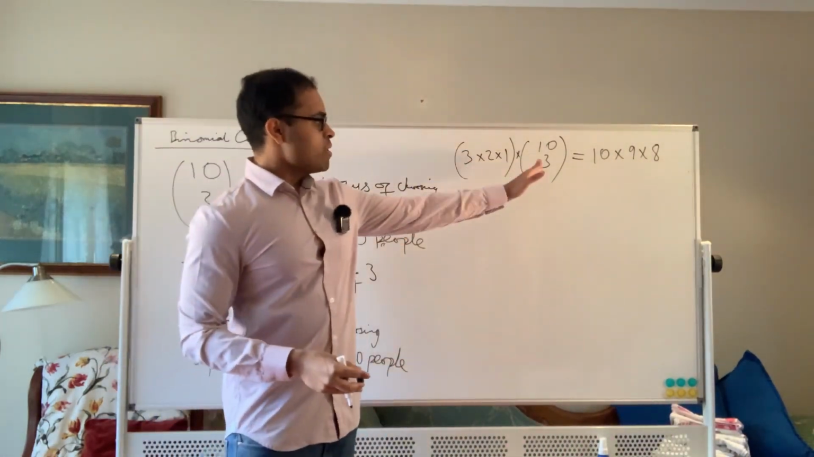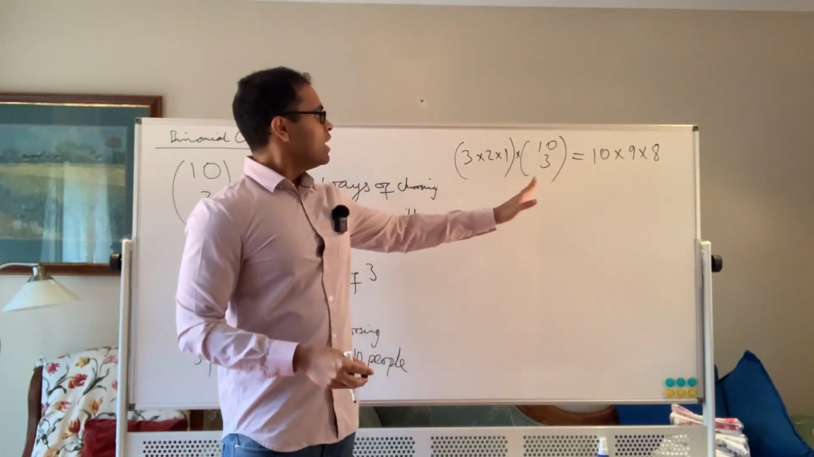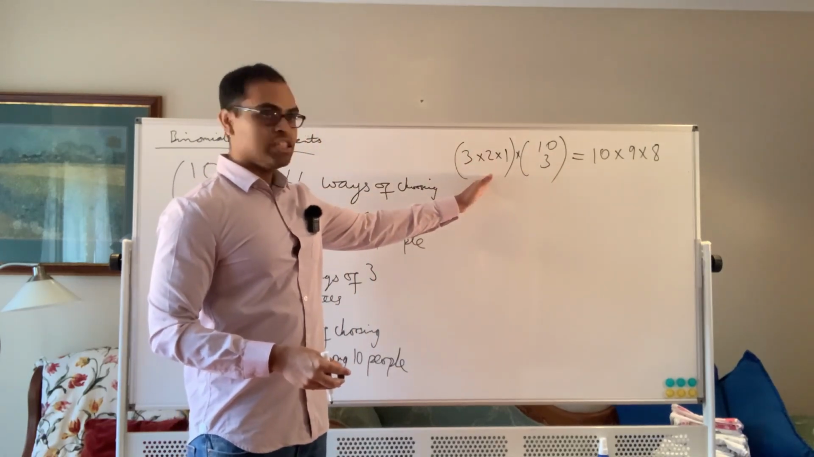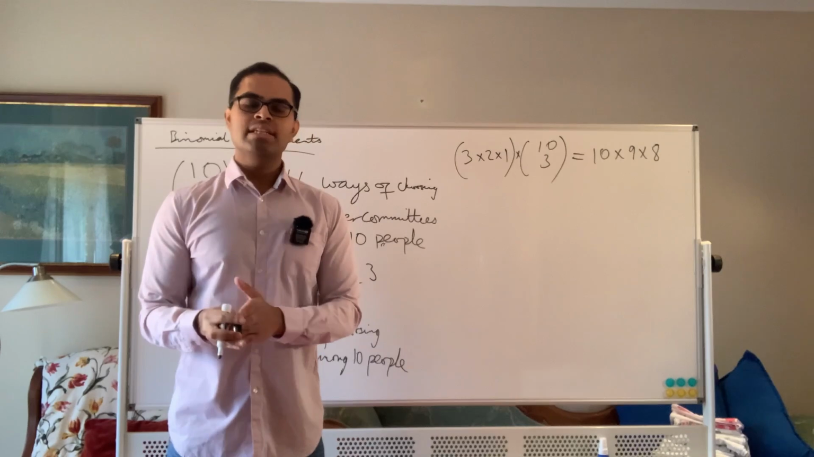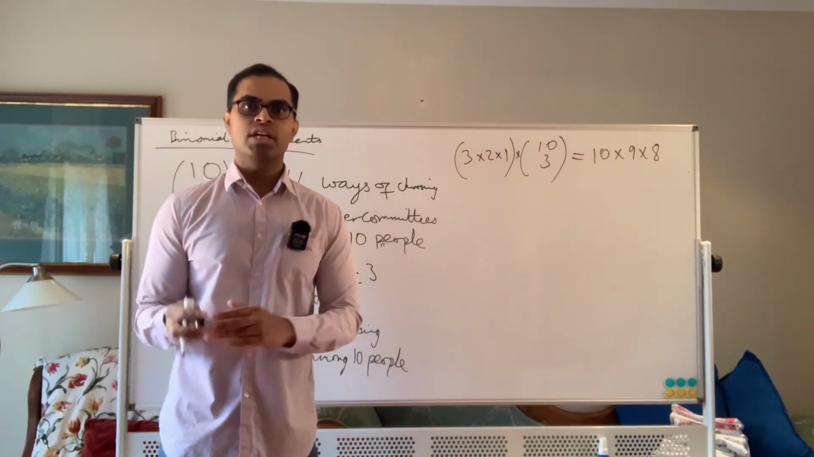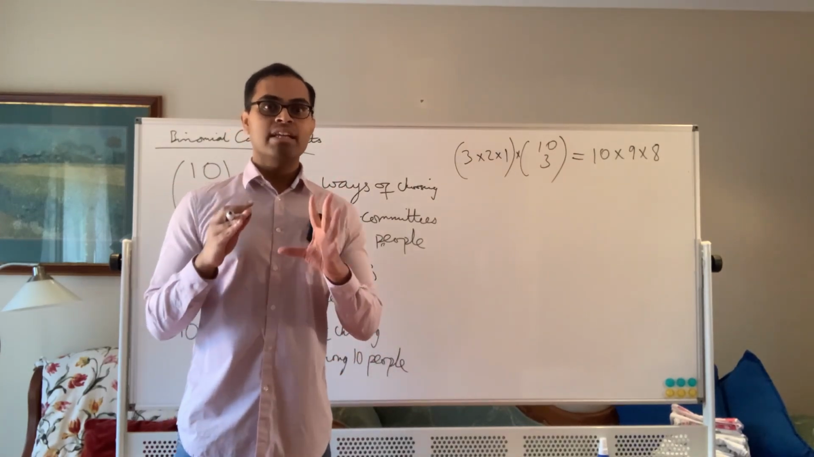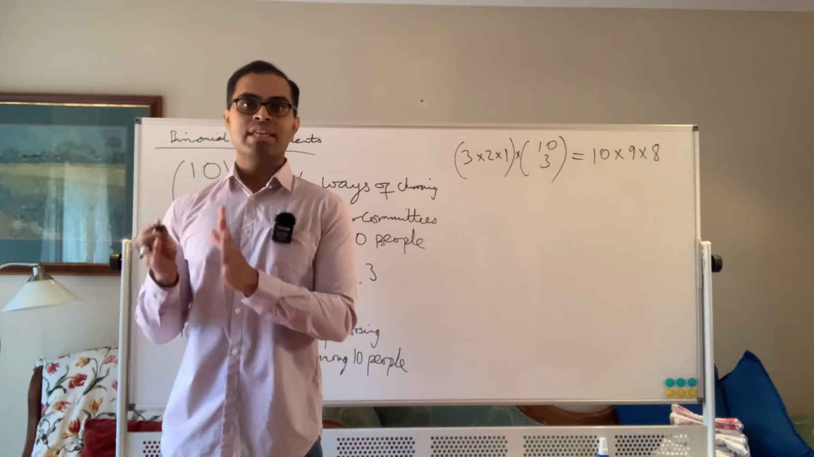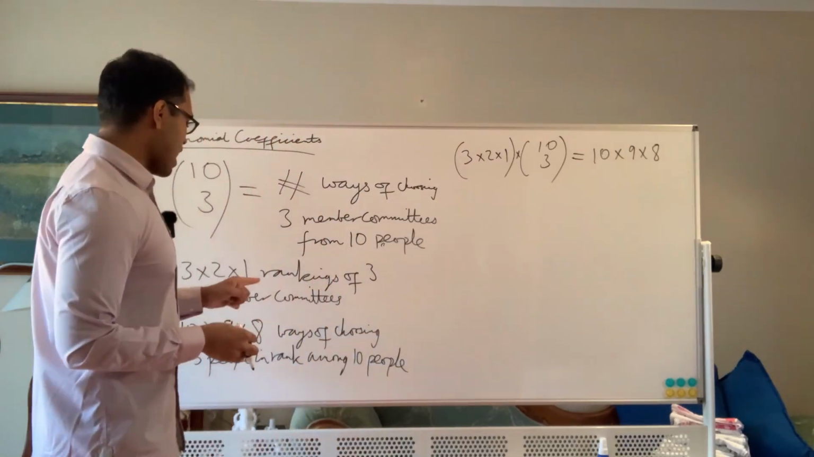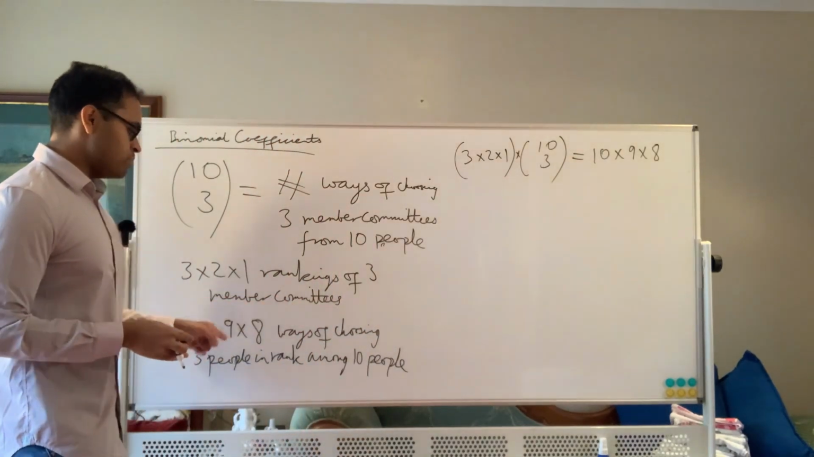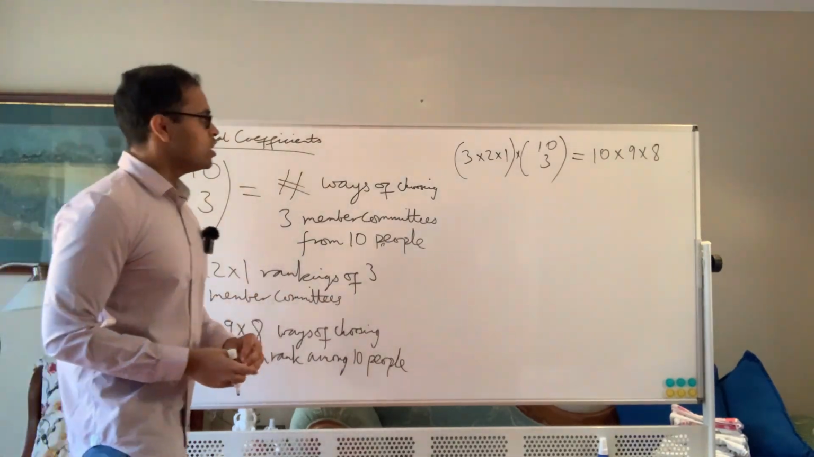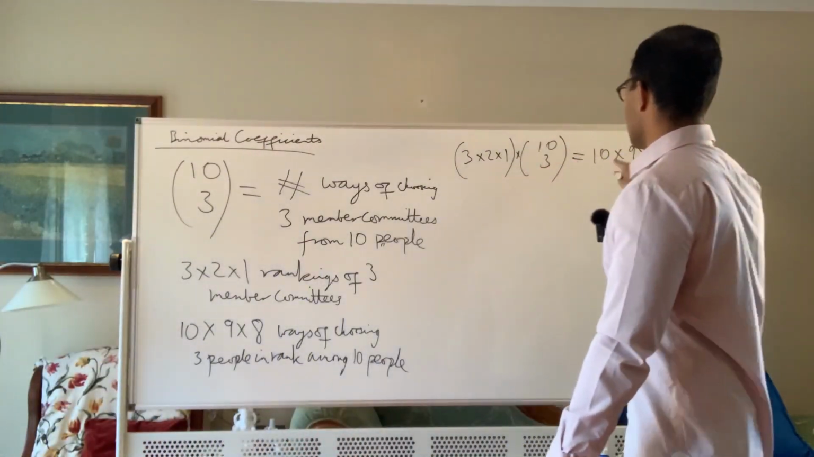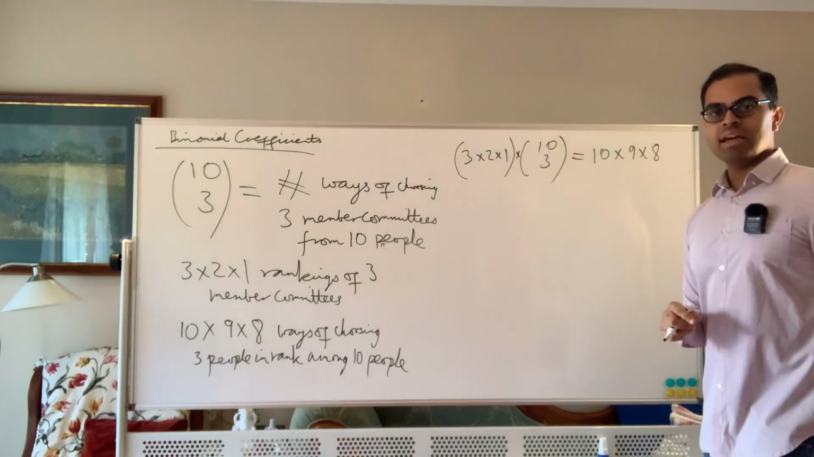So the number of 3-member committees is 10 choose 3. Then the number of ways of ranking each committee is 6. So if you have 10 choose 3 different committees, there are going to be 6 times 10 choose 3 different ways of finding 3-member committees that are ranked. And we found that the number of ways of choosing 3 people in rank, or 3-member committees that are ranked, is 10 times 9 times 8. So we get the formula that 3 times 2 times 1 times 10 choose 3 is 10 times 9 times 8.